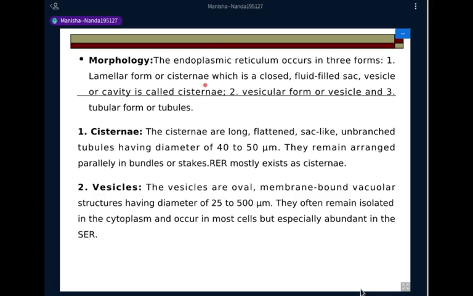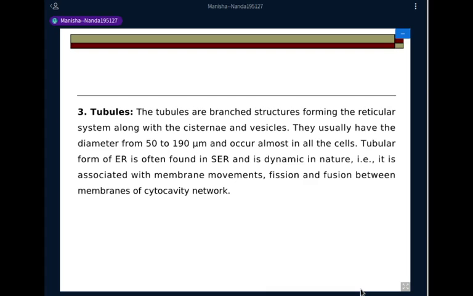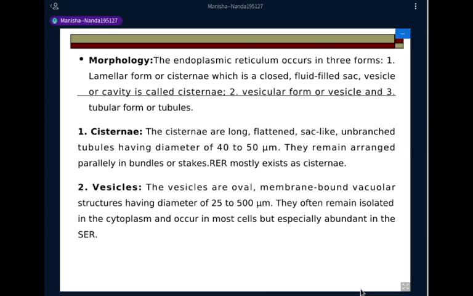First one is the lamellar form or the cisterna, which is a closed fluid-filled sac, vesicle or cavity. This is called the cisterna. Then we have the vesicular form or the vesicle and the tubular form or the tubules. So technically it is divided into cisternae, vesicles, and then the tubules.